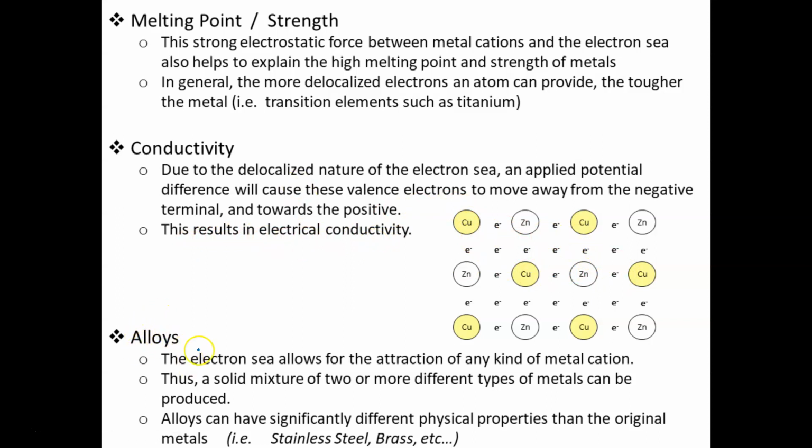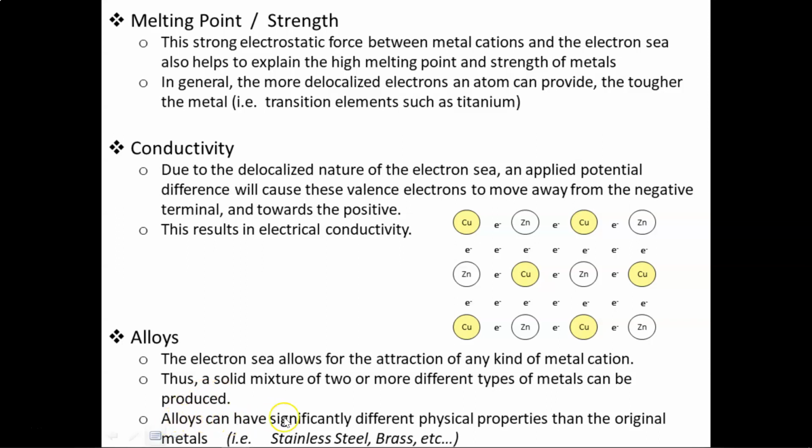Finally, metals are able to form alloys. How is that possible? Well, the electron sea allows for the attraction of any kind of metal cation. So we could have a copper cation and a zinc cation mixed with a nickel cation. It doesn't really matter what type of cation you have here, they are all going to be attracted electrostatically to this electron sea. As such, a solid mixture of two or more different types of metals can be produced.